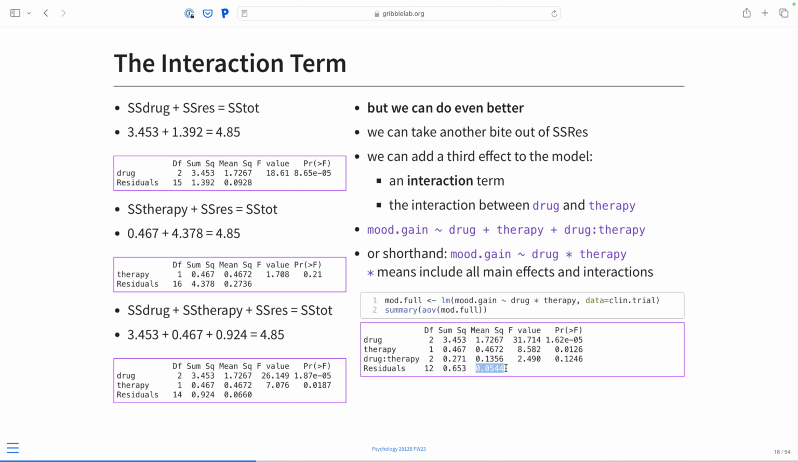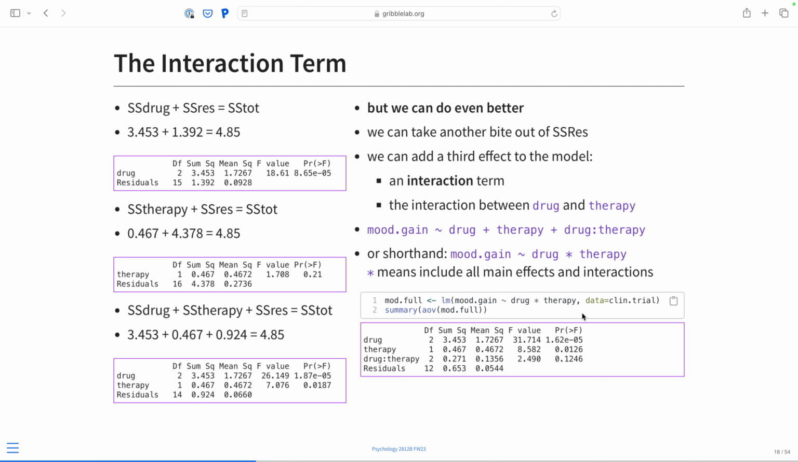But now, when we look at our mean squared term, it's even smaller than it was over here in the version of the model with just the 2 main effects. So we've reduced our error term even more. So now our main effect of drug is even more significant than it was before. Our main effect of therapy is even more significant than it was before. And now we have a third effect in our model, which is the drug by therapy interaction effect. And in this example, it's not statistically reliable. 0.1246 is the p-value.